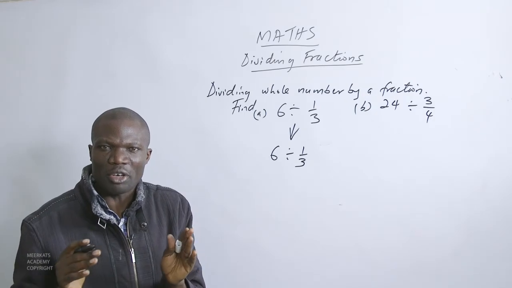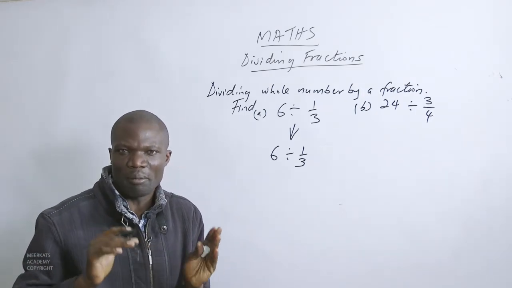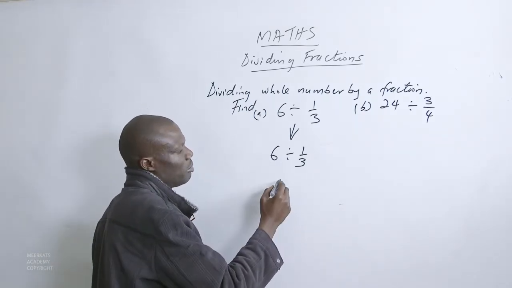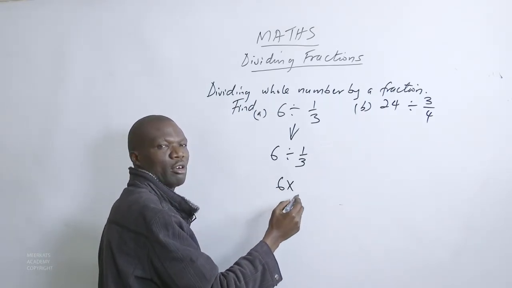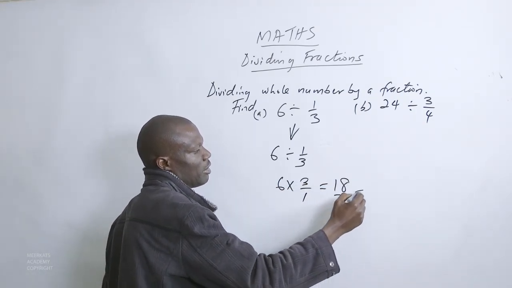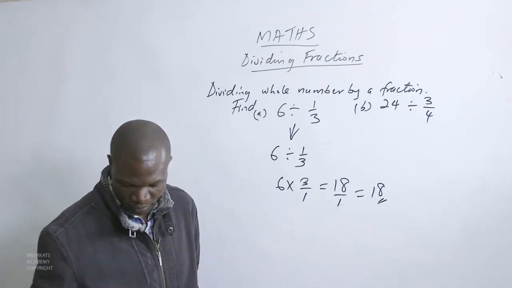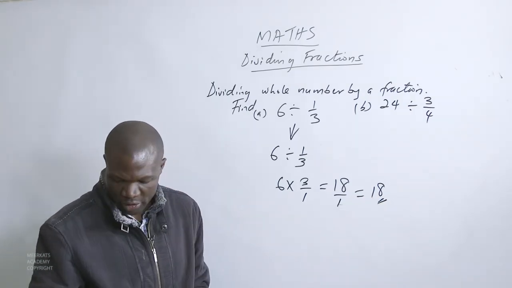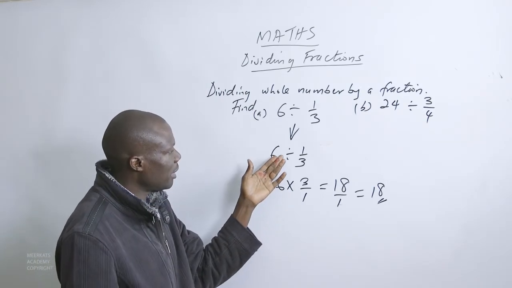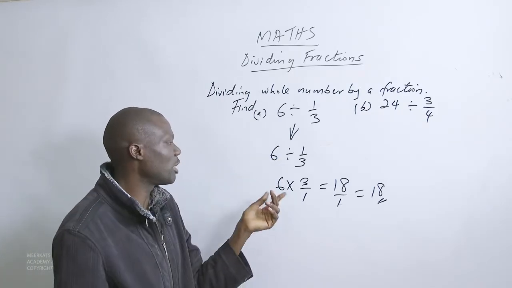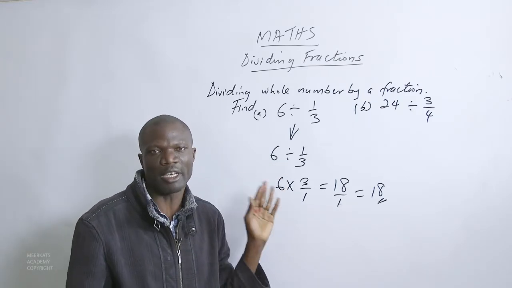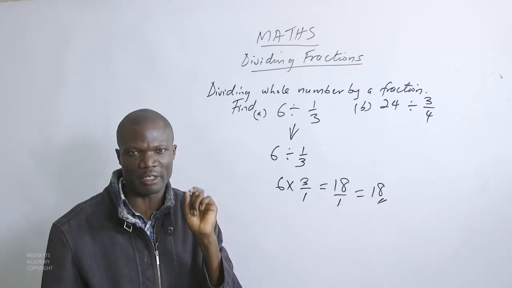When you divide a number by a fraction, it is the same as multiplying by its reciprocal, or multiplying by that fraction when it is inverted. So this one will be 6 times the reciprocal of a third, which is 3 over 1, which gives us 18 over 1, which equals 18. So you'll notice here that instead of maintaining a third, we have found the reciprocal and multiplied by 3. And the sign has changed from division to multiplication as long as we are dividing.